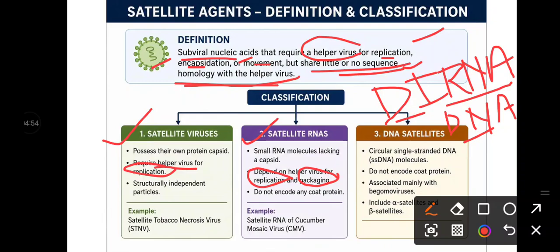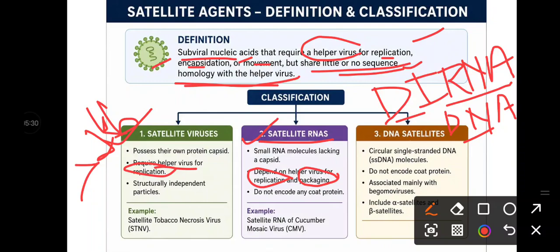Why does this happen? Because in satellite viruses the nucleic acid is generally bigger, more than 1 kb. So it contains an ORF that codes for a gene or protein. But in case of satellite RNAs, the genome size is very small. The RNA is very small, so no ORF is there. No protein will be coded. Okay. Then examples of satellite virus.